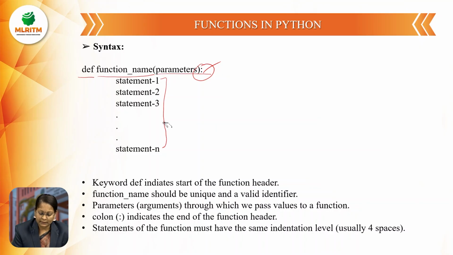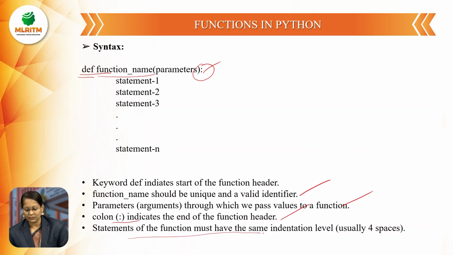Indentation is normally automatic by default, and usually it is 4 spaces. So for defining a function, first we use the def keyword, and the function name should be unique and a valid identifier. The parameters, also known as arguments, are how we pass values to a function, and a colon indicates the end of the function header. The set of statements of a function must have the same indentation level.